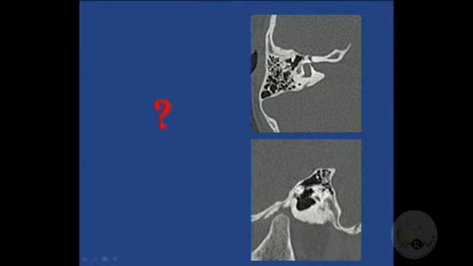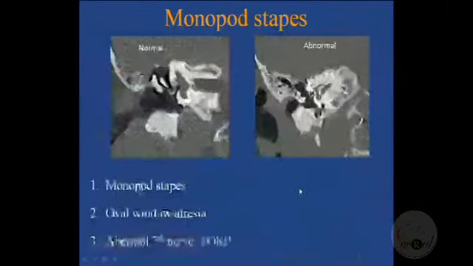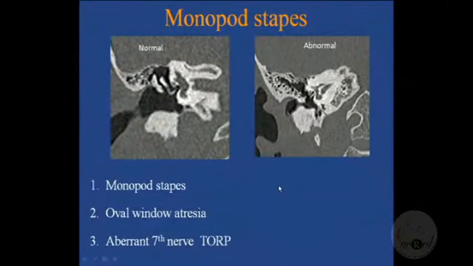So I already talked briefly about this. This is the stapes, and you should have an air lucency, which is the obturator foramen. If that is missing, then the stapes can look like a straight line. It's called a monopod stapes. It's a pencil-like stapes. And whenever the stapes is abnormal, usually the oval window is also dysmorphic and too tight, or it's a stenotic or atretic oval window.